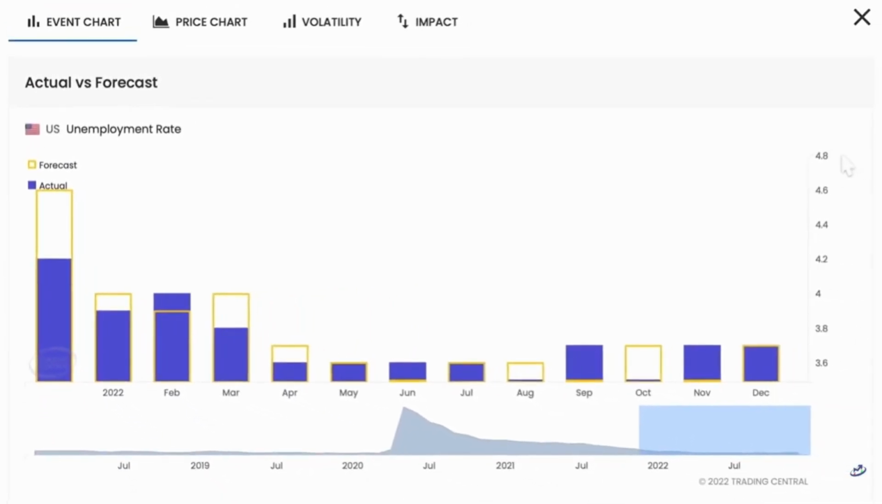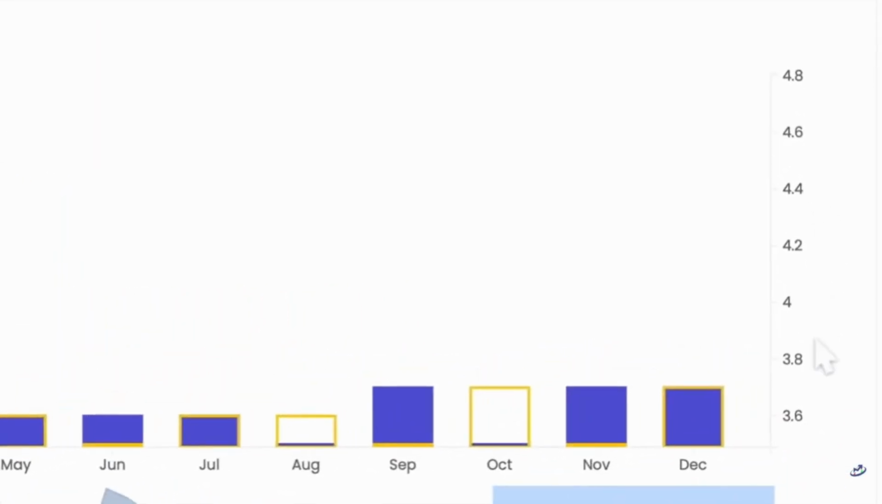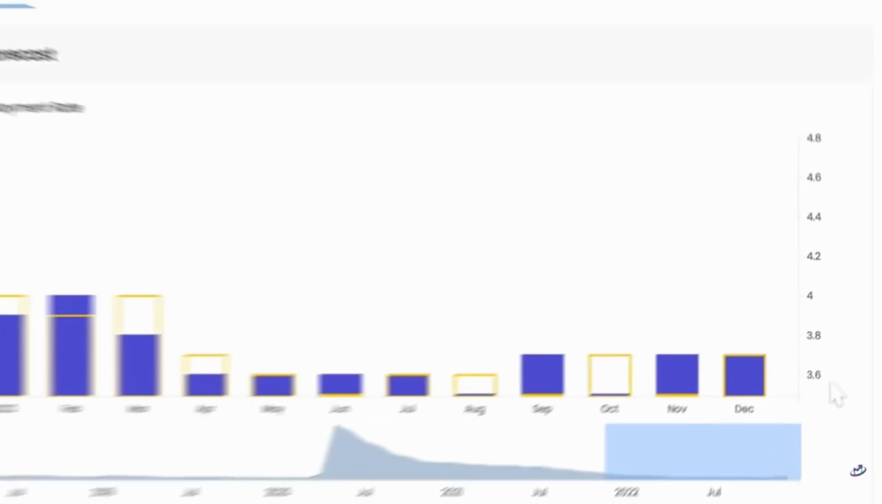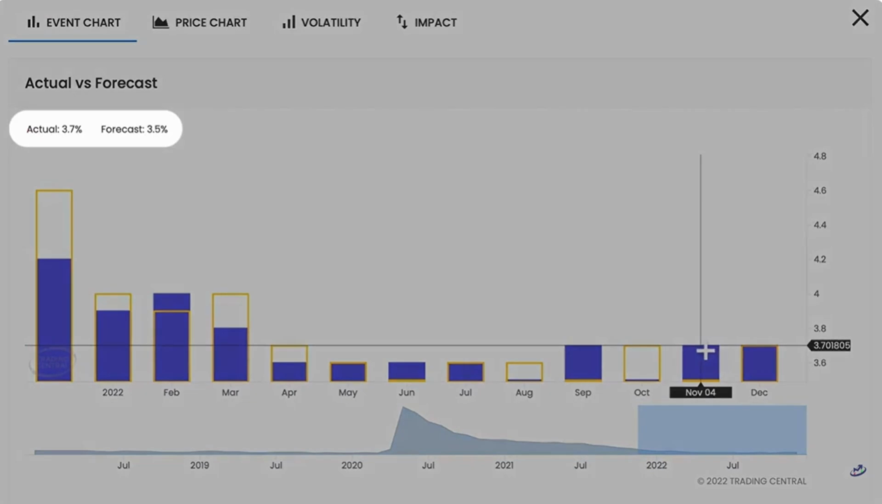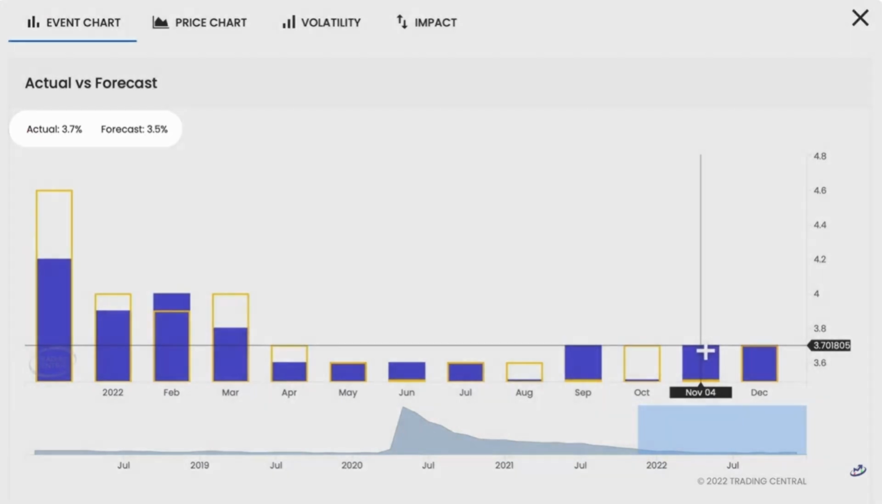We can see the forecasted unemployment rates in yellow compared to what was announced as the actual rates in purple. A country's unemployment rate is measured as a percentage, shown along the y-axis. Hover over the bar to view the forecasted and actual rates in the top left. In November, the forecast value for the US's unemployment rate was 3.5%, but the actual unemployment rate that was announced was 3.7. In September, the forecast value was also 3.5, and the actual value was 3.7.